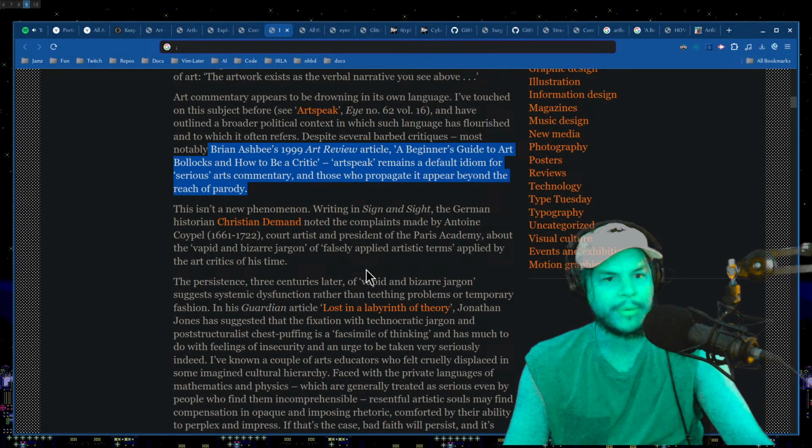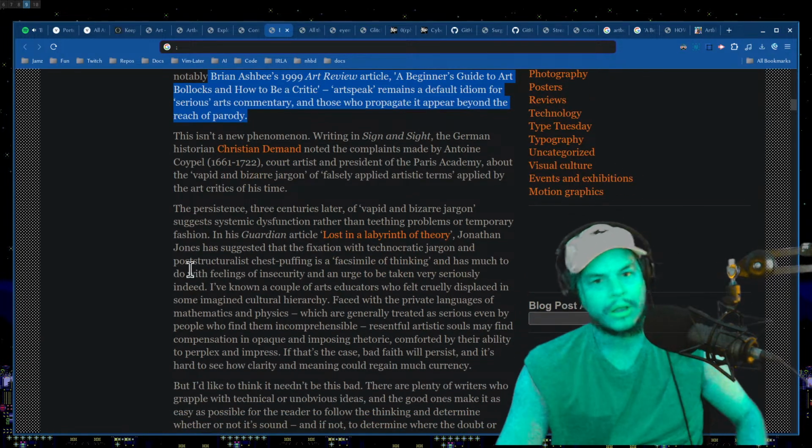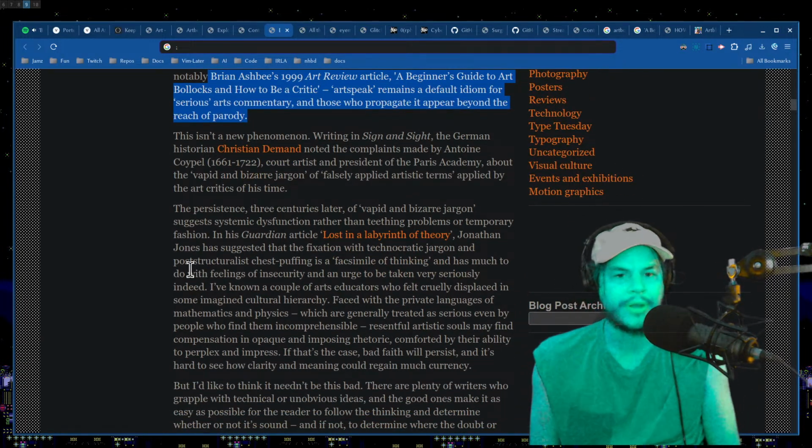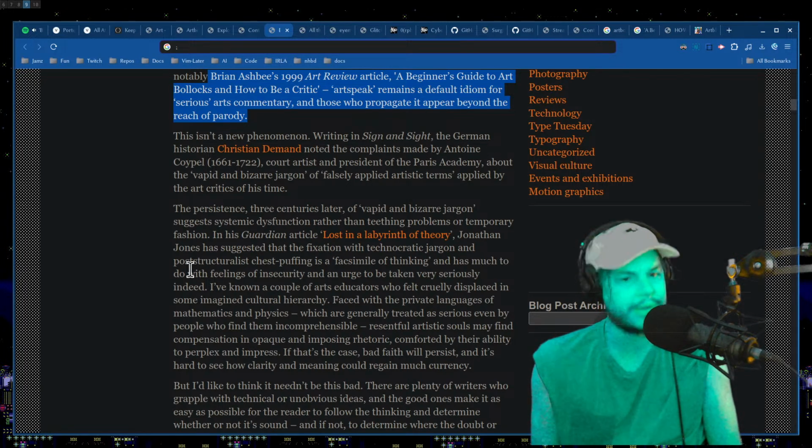This isn't a new phenomenon. Writing in Sign and Sight, the German historian Christian Demann noted that the complaints made by Antoine Coppel, court artist and president of the Paris Academy, about the vapid and bizarre jargon of the falsely applied artistic terms applied by the art critics of the time. The persistence 3 centuries later of vapid and bizarre jargon suggests systematic dysfunctionality rather than teething problem or temporary fashion.